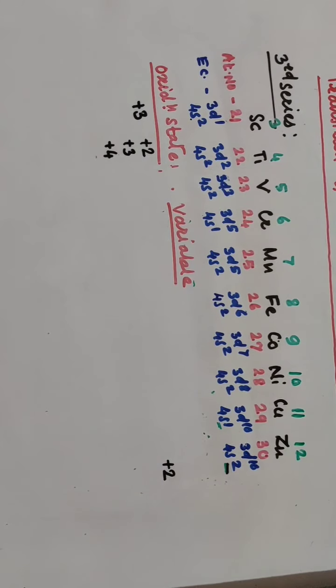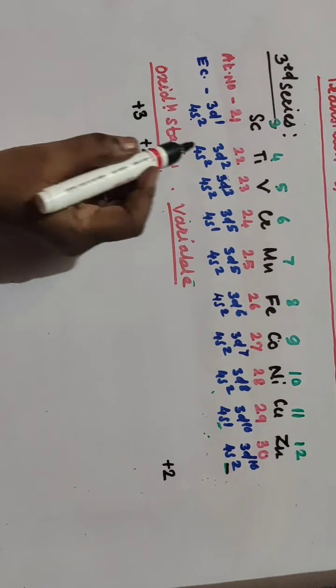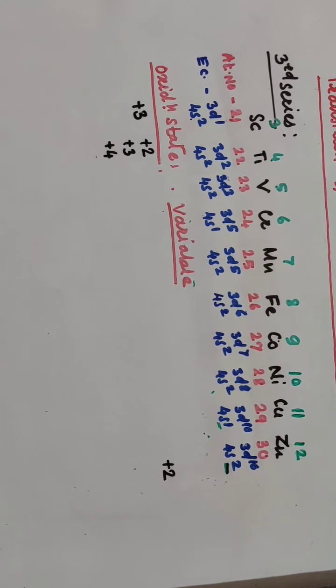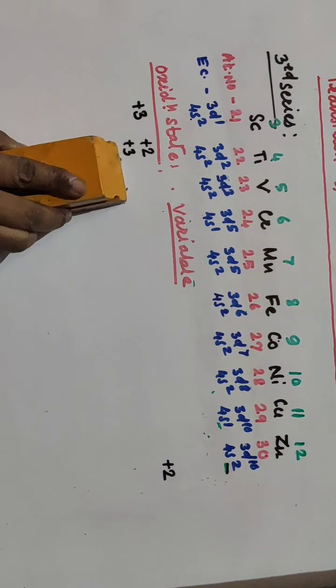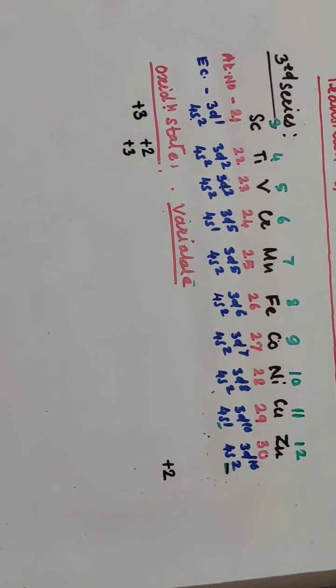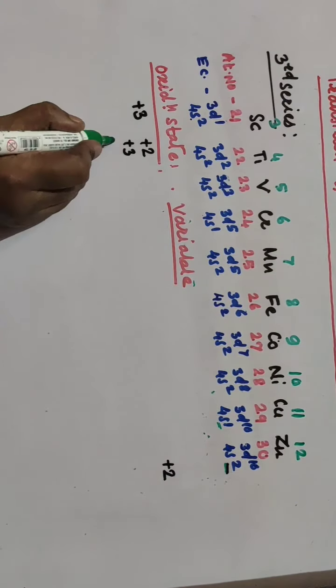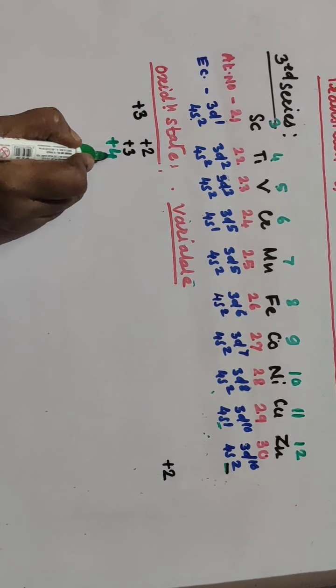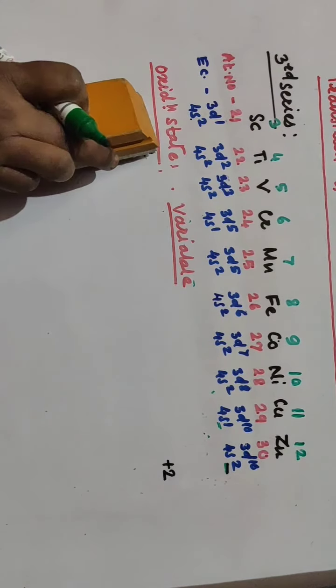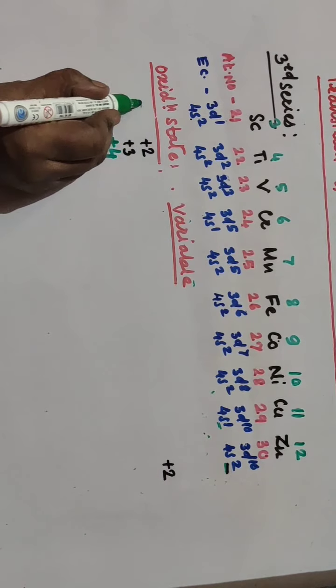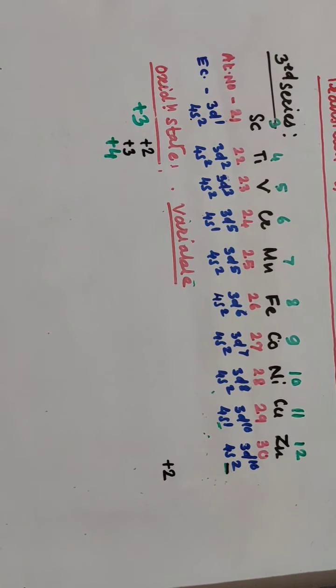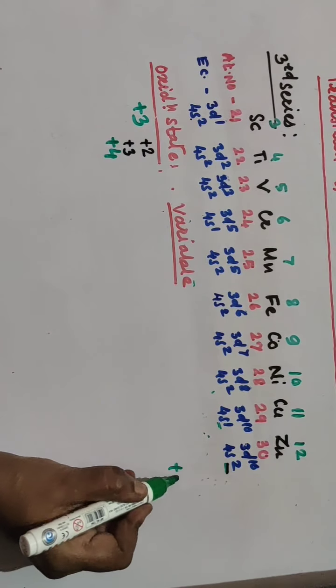So here, which one is a stable one out of these 3 oxidation states? So the last one, +4, is a stable state. I'll write this with green pen, +4. Here also only one oxidation state, so this is also +3 is a stable one. Here also in case of zinc, +2 is a stable oxidation state.